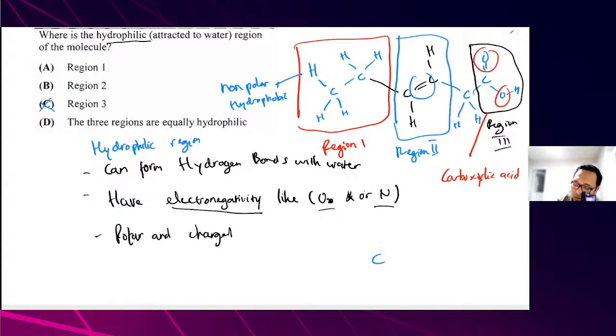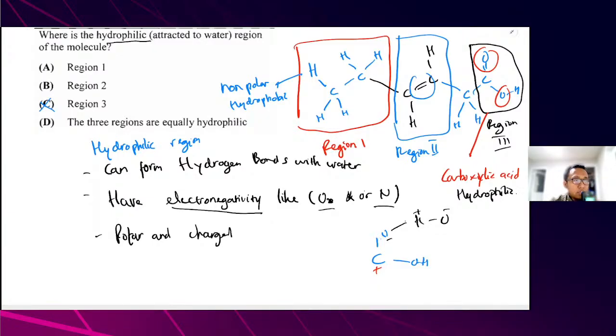If you look at COOH, the C is partially positive and the O is partially negative. This O could bond with the H of water, and the OH hydrogen could bond with the O of water. So this is negative, this is positive, this is negative, and it is still possible to bond with water. So this is strongly hydrophilic.